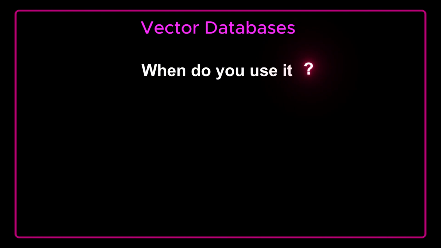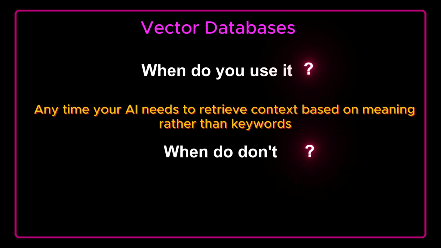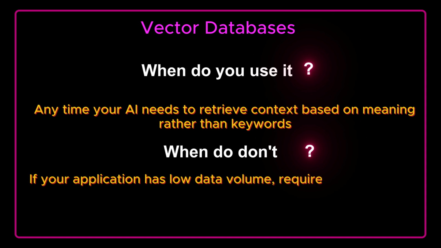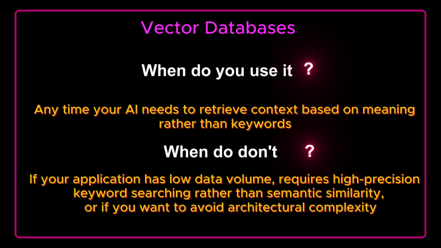Now, when do you use it? Anytime your AI needs to retrieve context based on meaning rather than keywords. When don't you? If your application has low data volume and it requires high precision keyword searching rather than semantic similarity, or if you want to avoid architectural complexity.